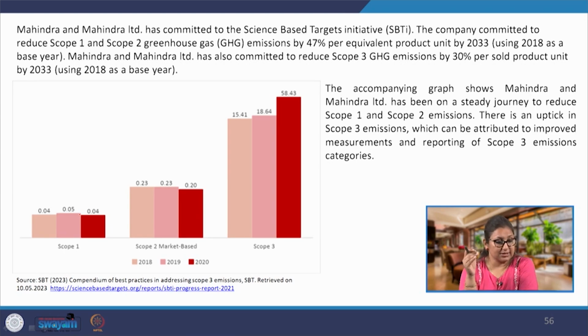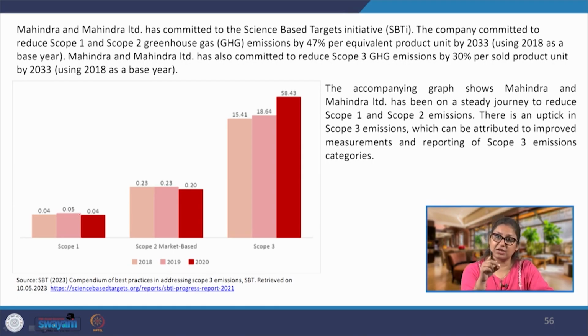This is another example. This is a real estate company, Mahindra and Mahindra, and they committed to the Science Based Targets initiative, and they want to reduce their scope 1 and 2 emissions by around 47%. Now, for a real estate company, a lot of the direct emissions are going to be due to the construction of the real estate that they are selling as a product.